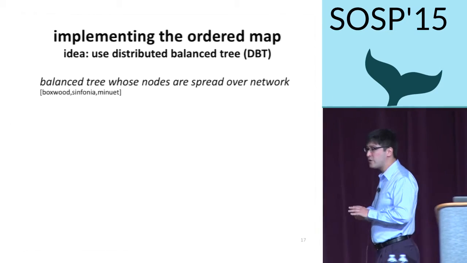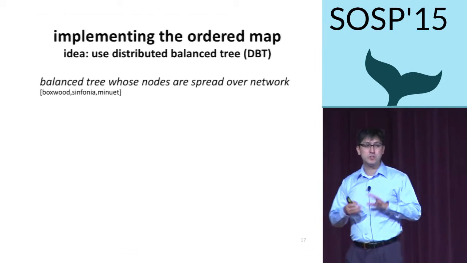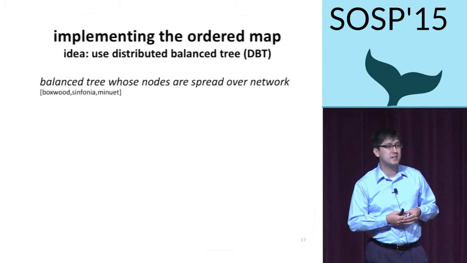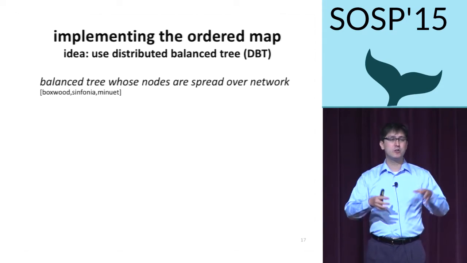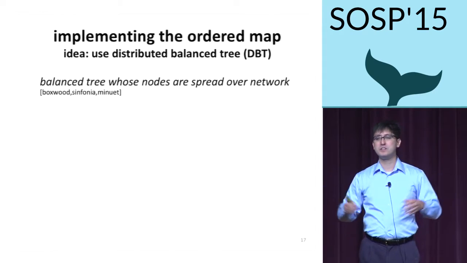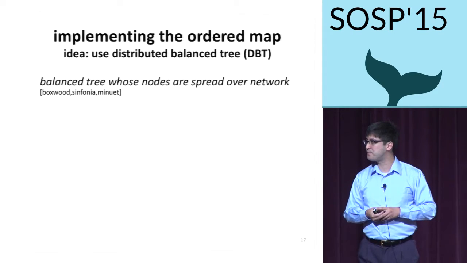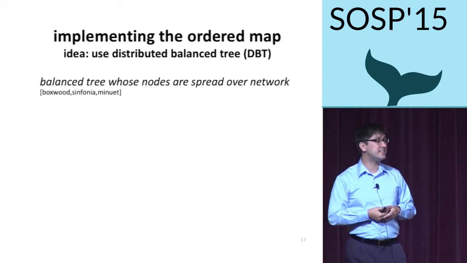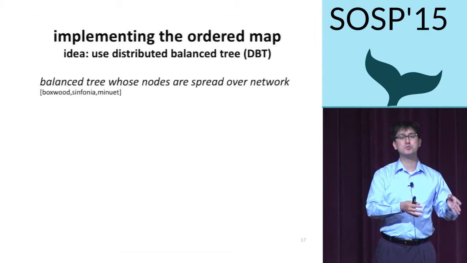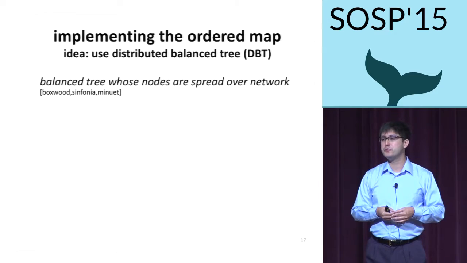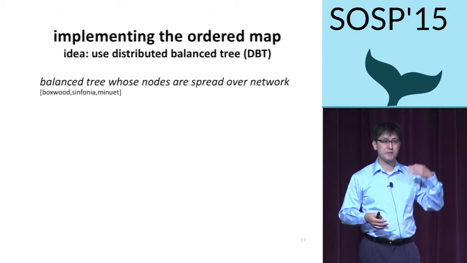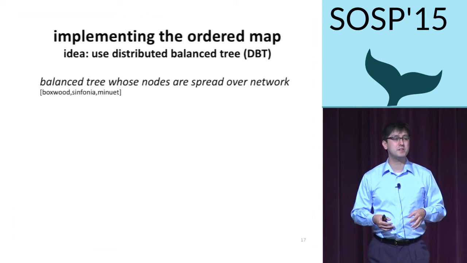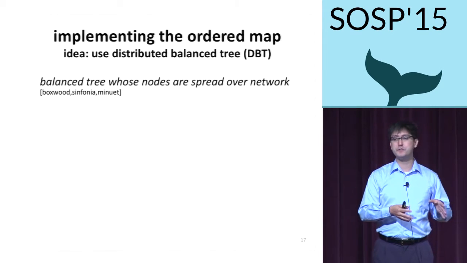Now let's talk about how we're going to implement the order maps. Each one of these order maps is going to be implemented as a distributed balanced tree, which is a balanced tree whose nodes have been spread over the network, over the distributed system. This idea was first proposed by Boxwood and subsequently improved by Sinfonia and Minuet. In Yesquel, we improve it even further because we found that the performance of the previous techniques was not sufficient for Yesquel.